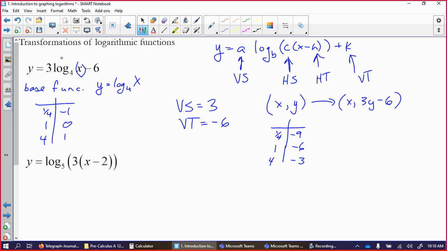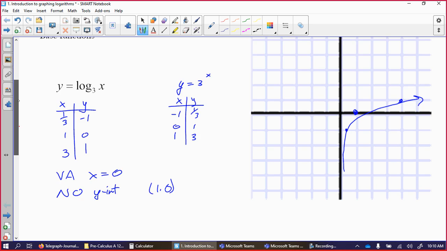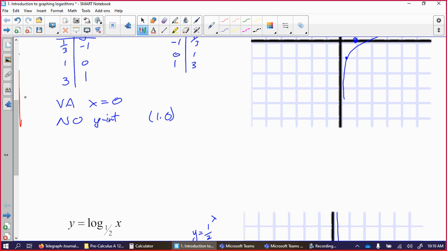We'll talk about that in just a sec. Now I have to go check to see. Yeah, that's a vertical asymptote. Okay.